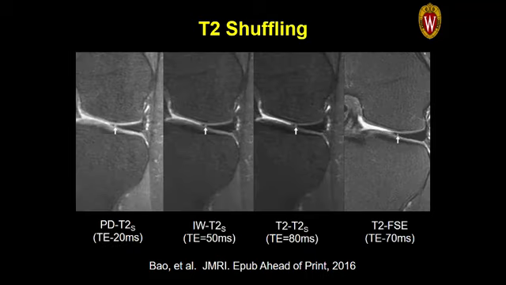Here's an image from their paper, which nicely shows a free-edge tear of the body of the medial meniscus on a proton density-weighted T2 shuffling image, an intermediate-weighted T2 shuffling image, and a heavily T2-weighted T2 shuffling image, which has a similar appearance of the meniscal tear as this conventional T2-weighted two-dimensional fast-spin echo image.